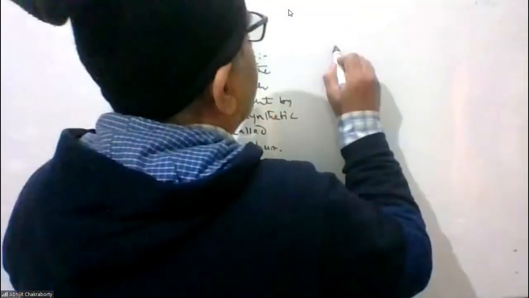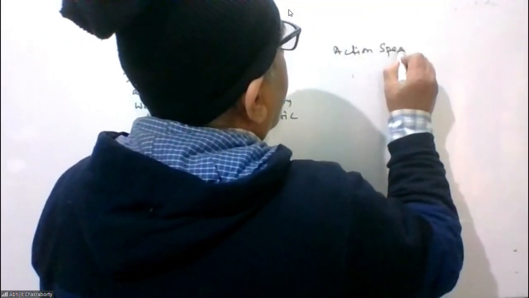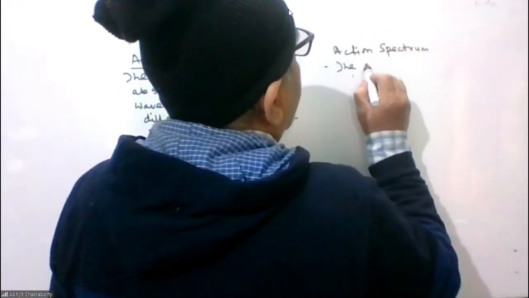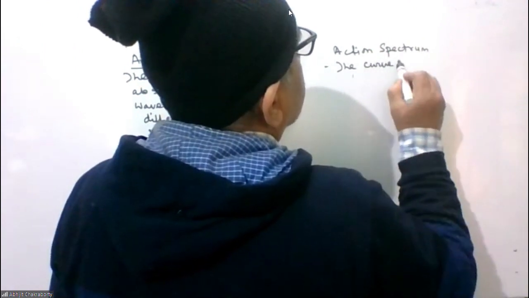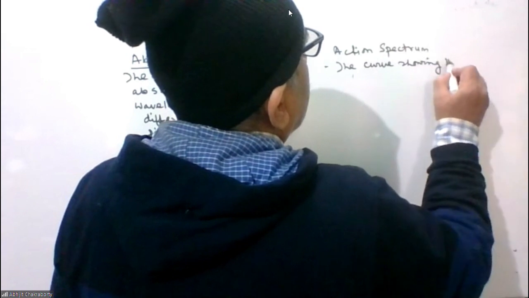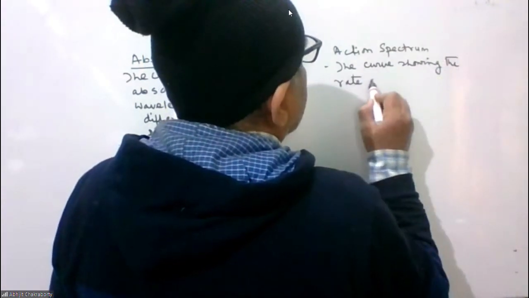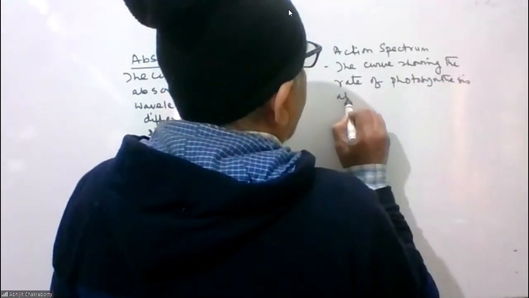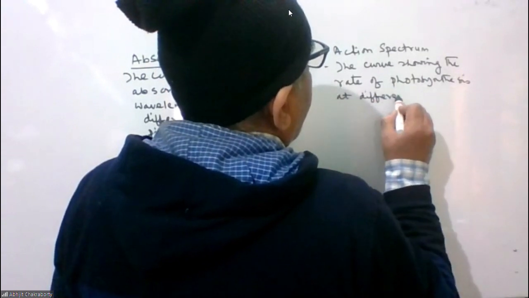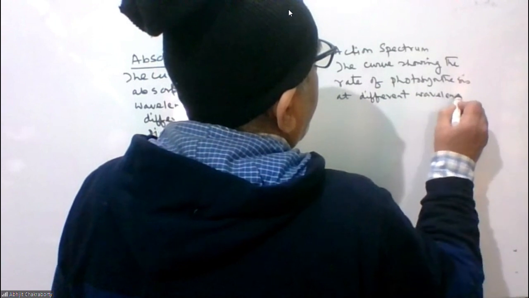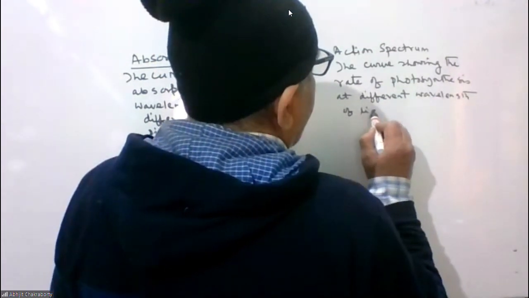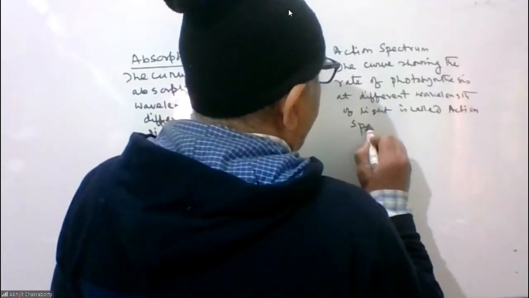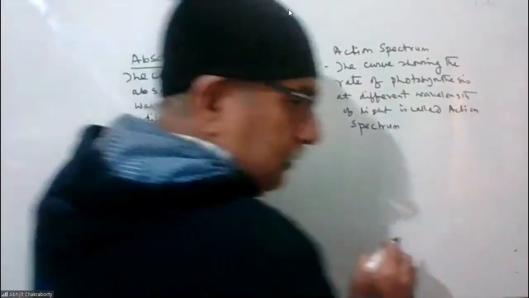Simultaneously, if it is action spectrum, the curve showing the rate of photosynthesis is called action spectrum. First of all, try to understand these two.